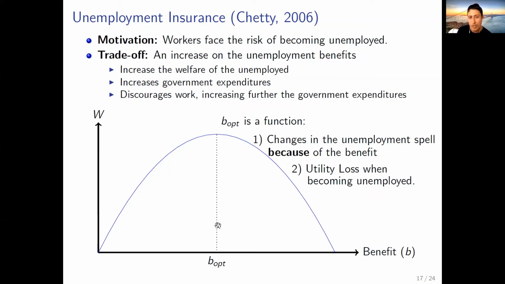So once again, you can determine the optimal benefit rate as a function of changes in the unemployment spell because of the benefits. So that's as you increase the benefit, how much longer people stay in unemployment, right? This length is what we call the unemployment spell. And the second one is the utility loss when becoming unemployed, right? So this is how much worse off people are whenever they're unemployed versus whenever they're employed.